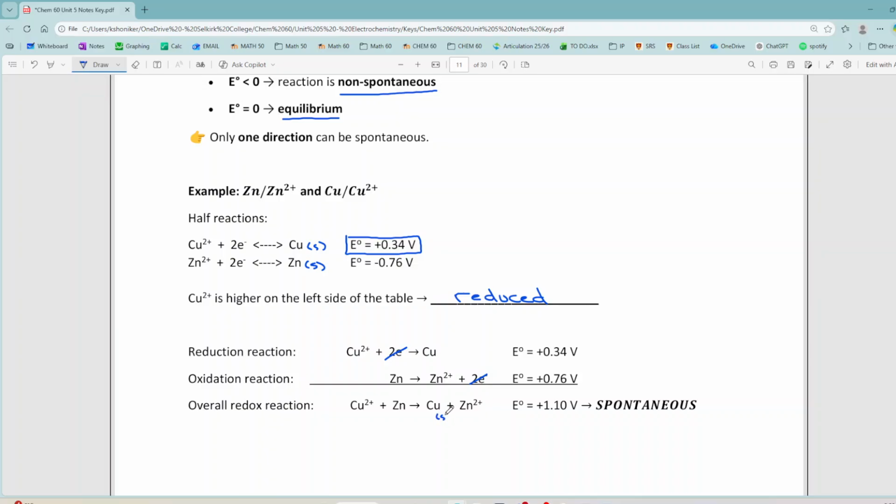And I didn't include the states here. I was kind of copying this from the textbook, and they don't include states, but if we wanted to be perfect, we would. But the overall cell potential is positive 0.110, and this is a spontaneous reaction.